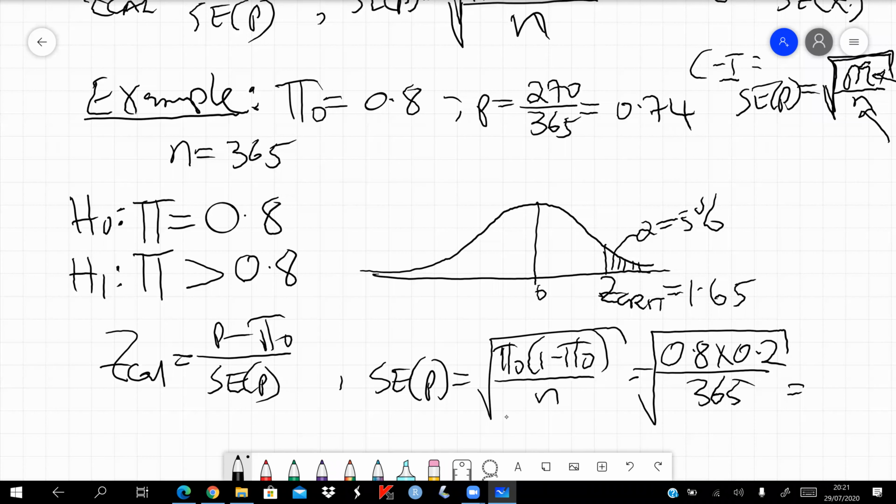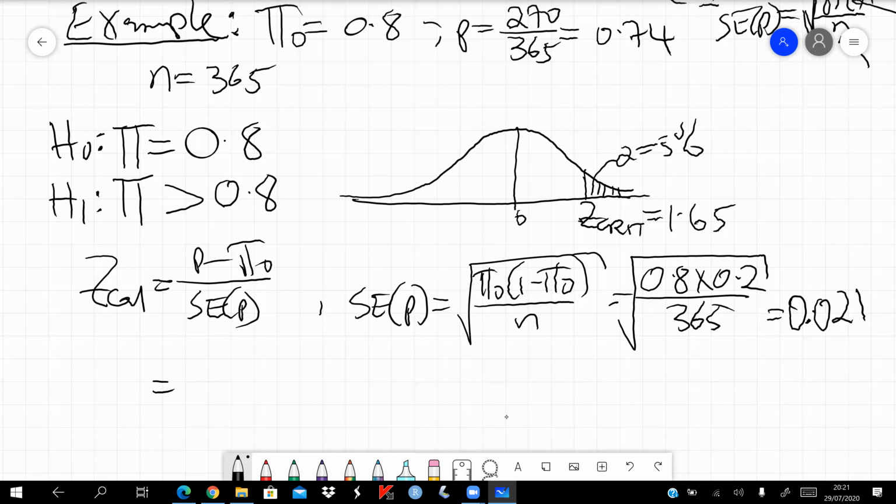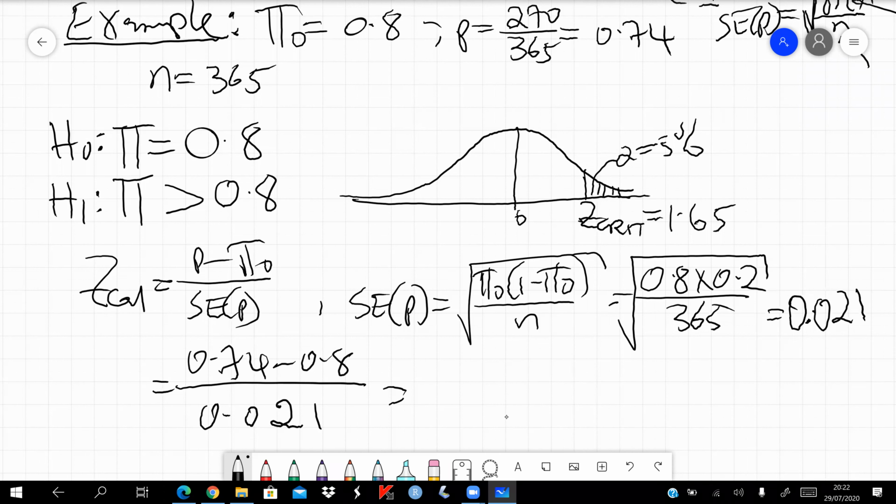If we round off, we get 0.021. All right, that's okay. Then I come back to my Z calculated: p̂ 0.74 minus 0.8 over that value. I prefer to round off at the very last step. So 0.74 minus 0.8 divided by the answer.